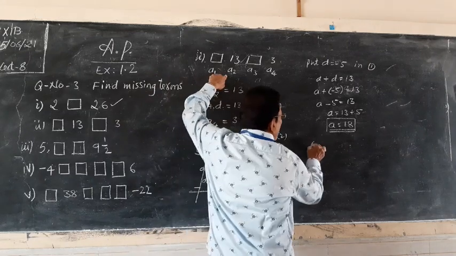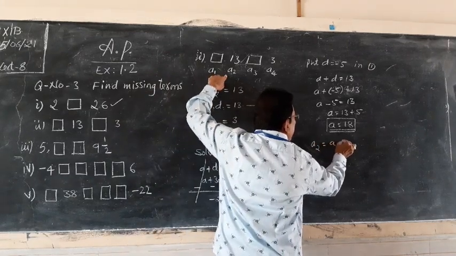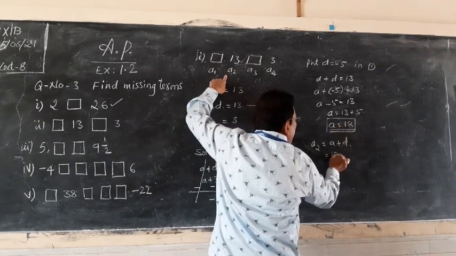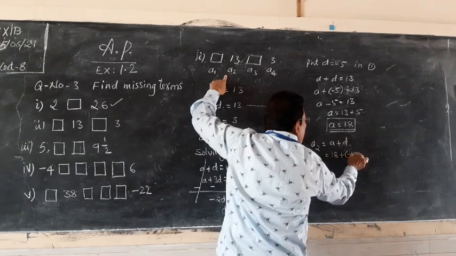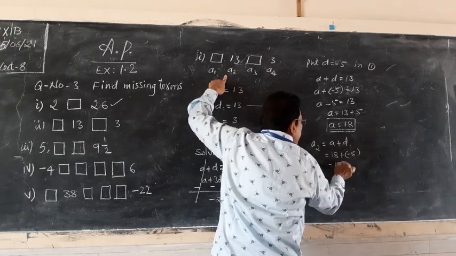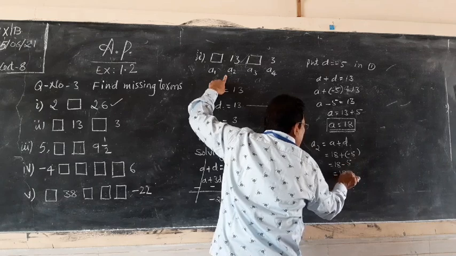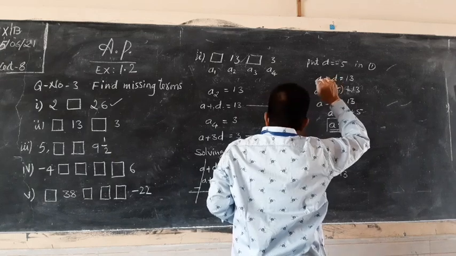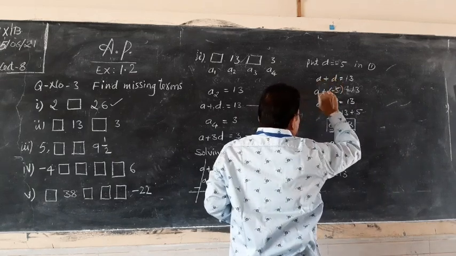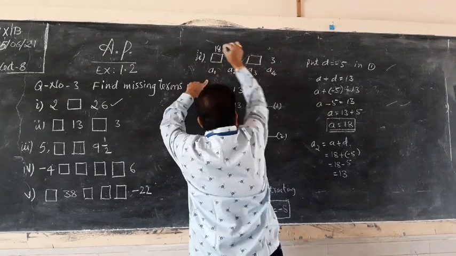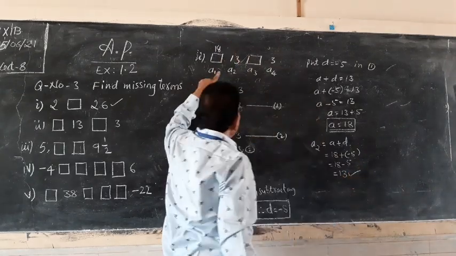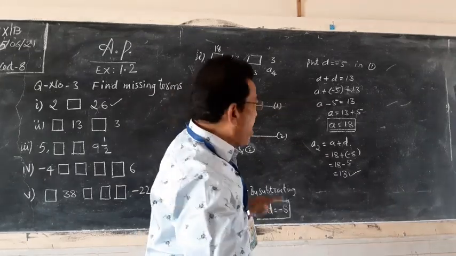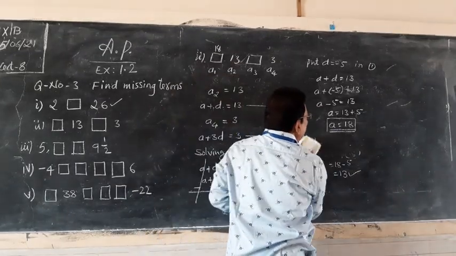See, a2. We know a2 means a plus d. That is a how much? We got a as 18 plus d how much? Minus 5. That is 18 minus 5. The second term is 13. Then first term is 18. We got that a2 as 13. In this way, we have to find the a3, the missing term.